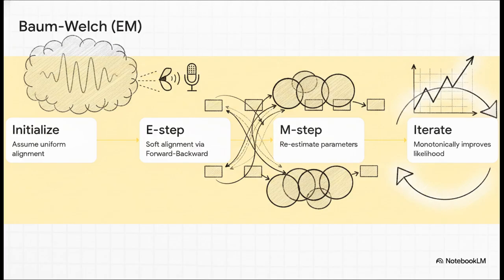We start by initializing with a rough, uniform guess. Then, in the E step, we compute a soft alignment of frames to states. Over in the M step, we use those soft alignments to update and re-estimate our GMM parameters. We just iterate this over and over, monotonically improving our model until it finally converges.